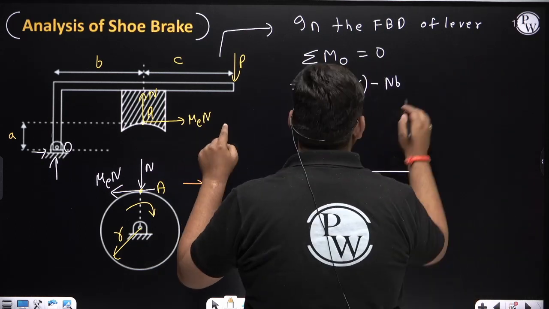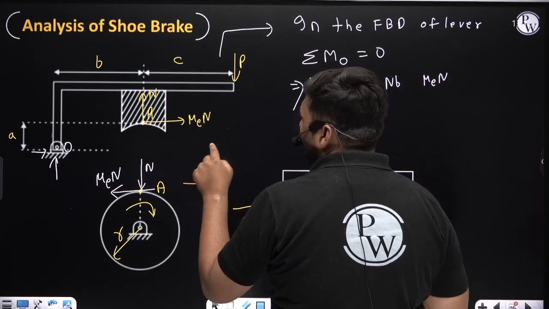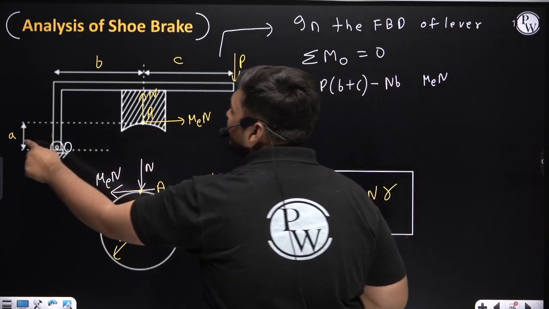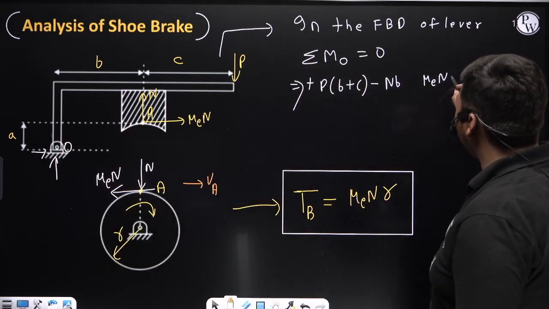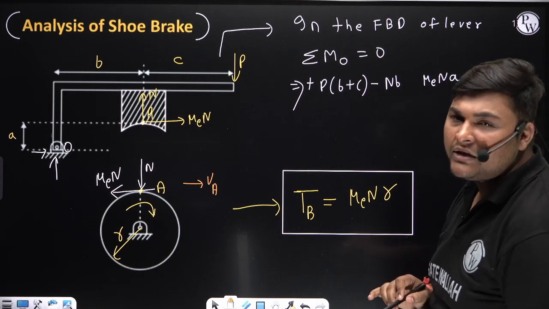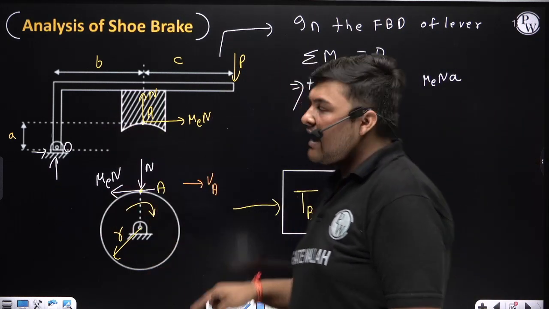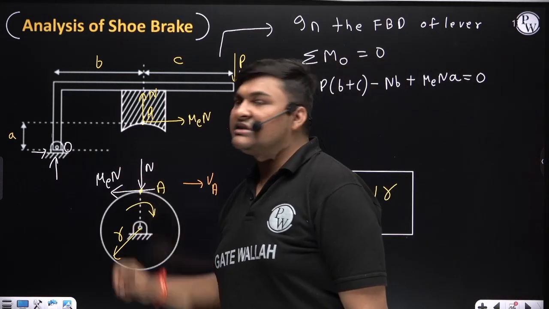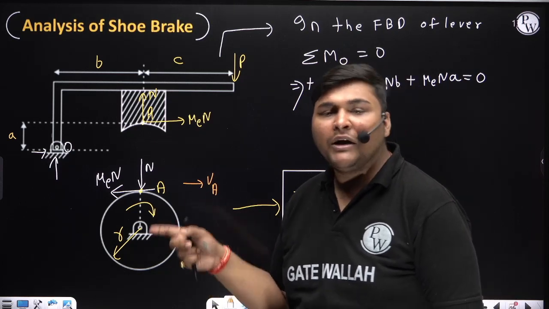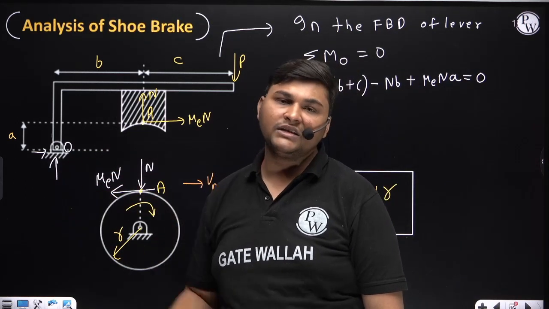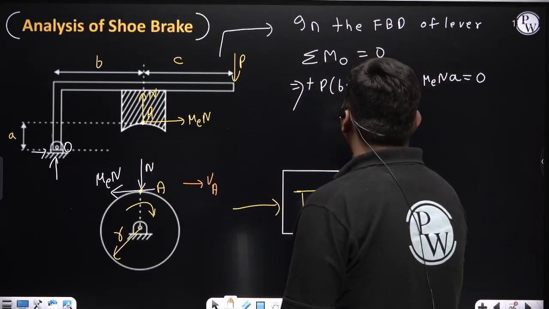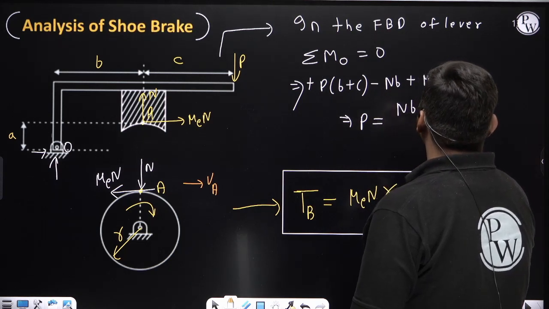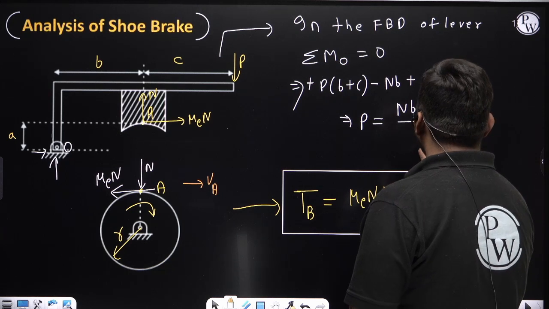Now the friction force. The friction force is mu equivalent into N. Now its perpendicular distance from point O: since the friction force is horizontal, we need to see the vertical distance. The vertical distance is A. So the moment of this friction force is mu equivalent into N into A, and the direction is clockwise, which I consider plus. Now this is equal to 0. Why have I not considered this reaction? I consider these reactions, but the moment of this reaction about O will be 0, so we need not write it. Now after simplifying this, the expression of P will come as N B minus mu equivalent N A, divided by B plus C.